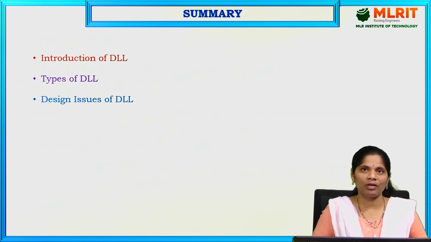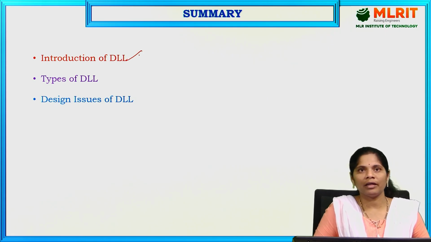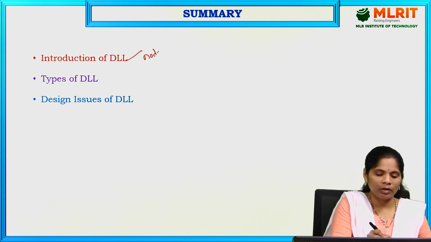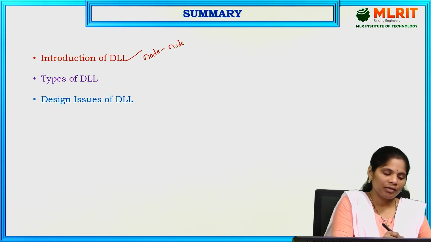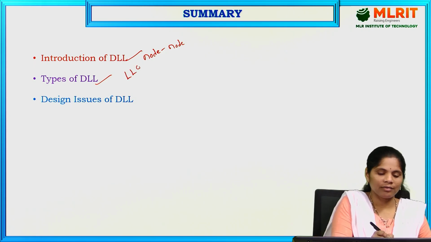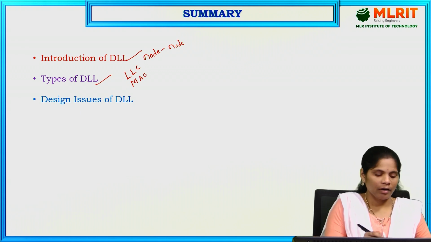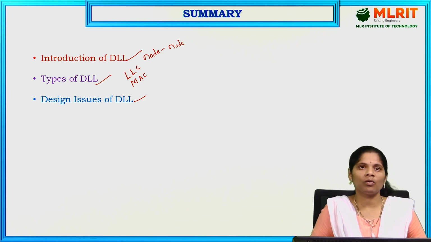And coming to today's summary, today we discussed what the data link layer is. The data link layer is mainly about node-to-node delivery and error-free transmission of data. We also discussed the different types of the data link layer: the LLC, logical link control, and the MAC layer. And the design issues we discussed today are flow control, error control, and access control in the data link layer.